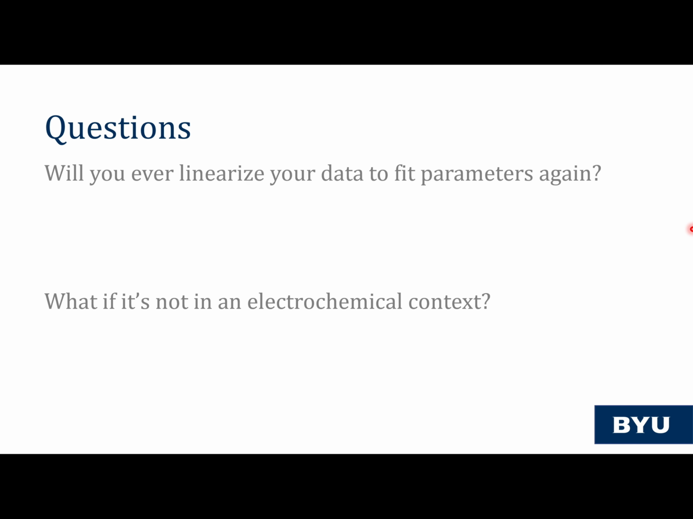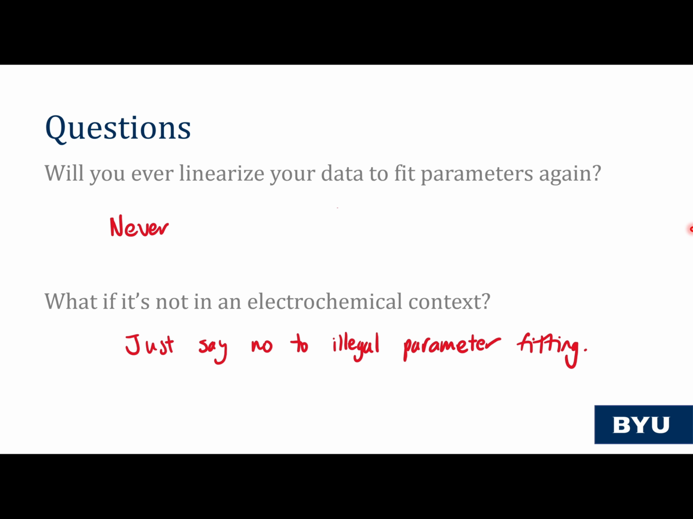So here are my 2 questions. Will you ever linearize your data to fit parameters again? And what if it's not an electrochemical context? What if I'm not fitting the Butler-Volmer equation? What if it's something else that I'm fitting? And, usually I have you stop and answer these questions on your own, but I'll tell you the right answer. The right answer is no. Just don't linearize your data.